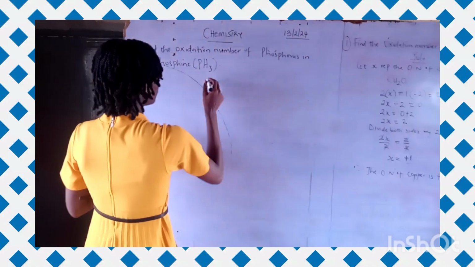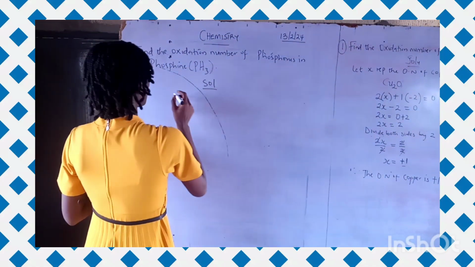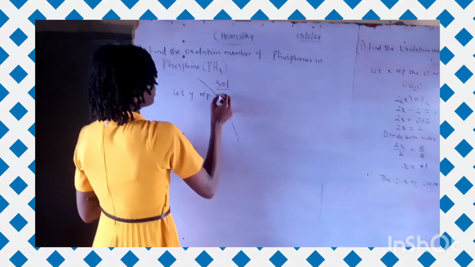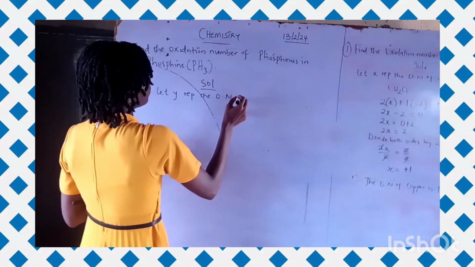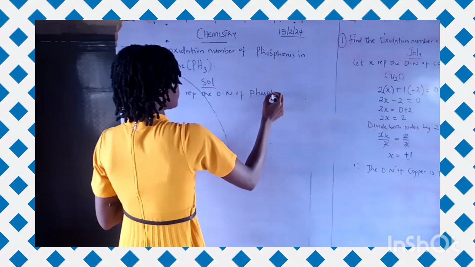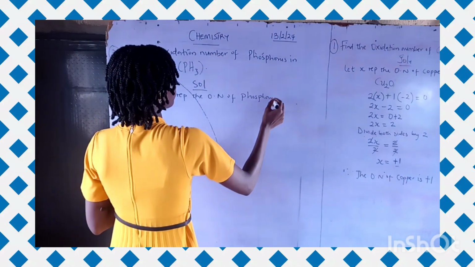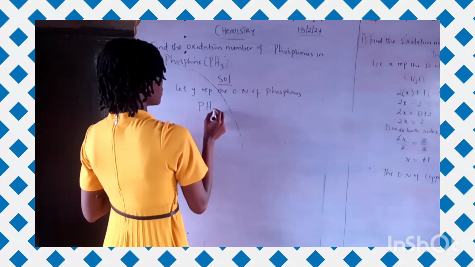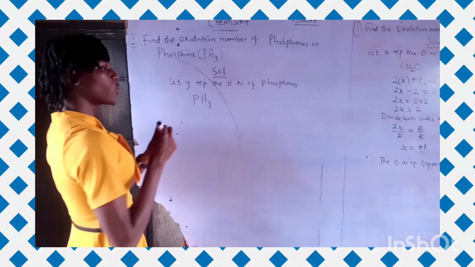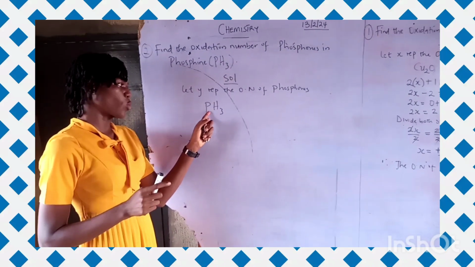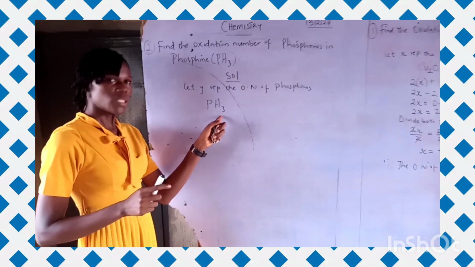So, solution. First of all, you can use any variable to represent it. You can say, okay, let y represent the oxidation number of phosphorus. So we write the equation. PH3 is equal to what? And please take note again when solving, take note of the atomicity. The atomicity of phosphorus here is 1. The atomicity of hydrogen here is 3.